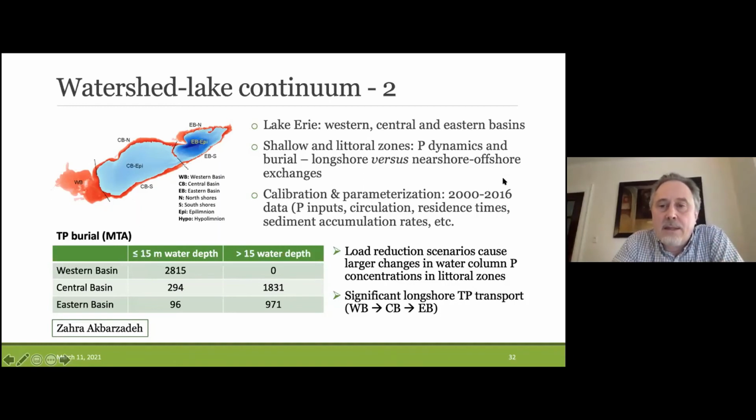This is a much longer time scale than the previous project. It takes data from 2000 to 2016 to calibrate and parameterize the model. Some of the big conclusions are that load reduction scenarios cause a larger change in water column phosphorus concentration in the littoral zone. So if we reduce the riverine inputs of phosphorus to the lake, the biggest effect will be in these littoral zones and in the Western Basin, less so in the large offshore zones of the Central Basin. But it also shows that there is very significant longshore total phosphorus transport.